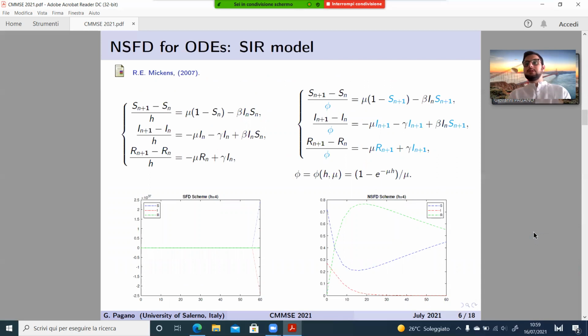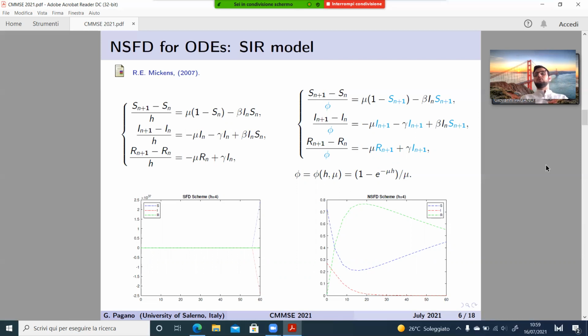This is, for example, the SEIR model. The next two models of ordinary differential equations are treated by Mickens in this work here. In this case, we can compare the standard and the non-standard scheme provided by Mickens. We know that the SEIR model represents an epidemic situation. Therefore, the solution must be positive, because each component of the solution represents quantities of people evolving in time.